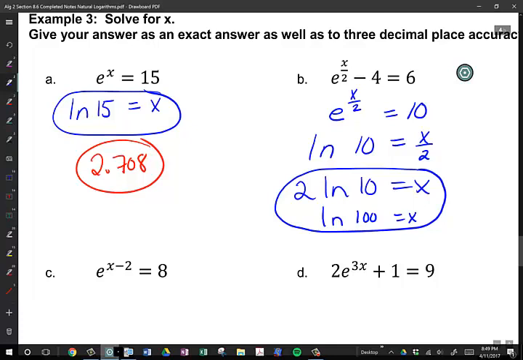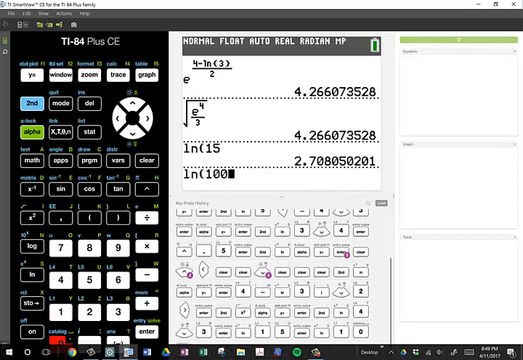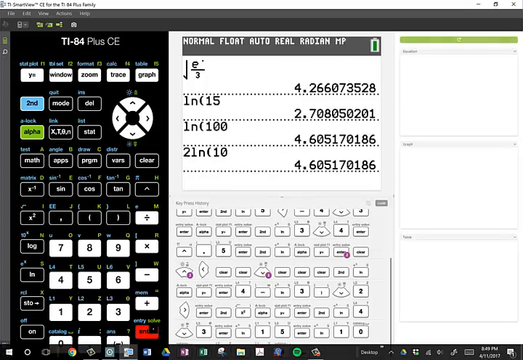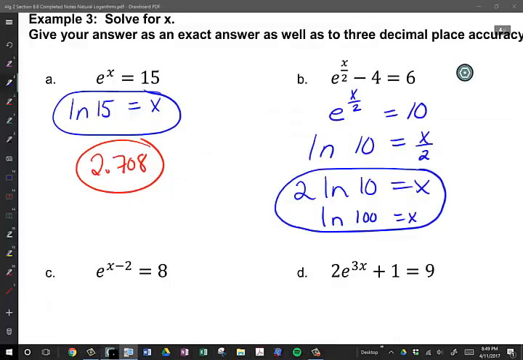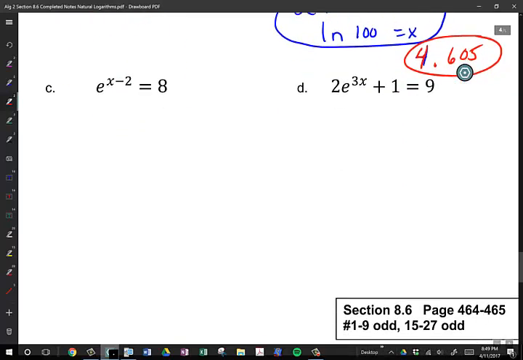Either way, the natural log of 100 is going to be 4.605, and just to show you, that also equals 2 times the natural log of 10. So in both cases, 4.605 is going to be our value. I'm going to put that in red as our approximation. Trouble writing here, sorry about that. 4.605. So there's our approximation.